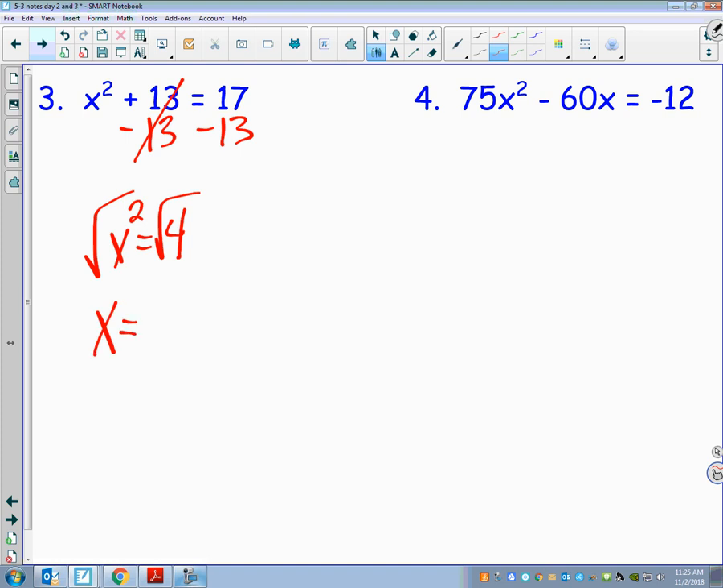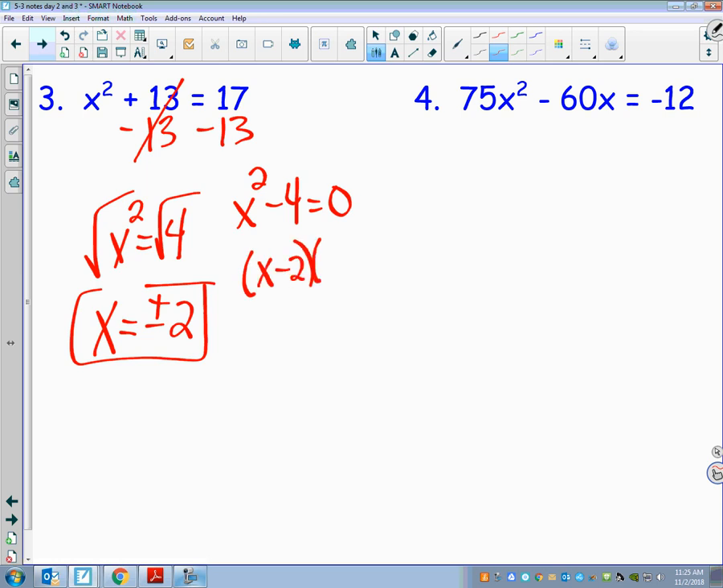But remember, it's not just +2. It's positive or -2. You could get the same thing if you subtract it the other way. If you subtract 17 the other way, you would get this, which factors into x minus 2 and x plus 2, which still gives you positive and -2.